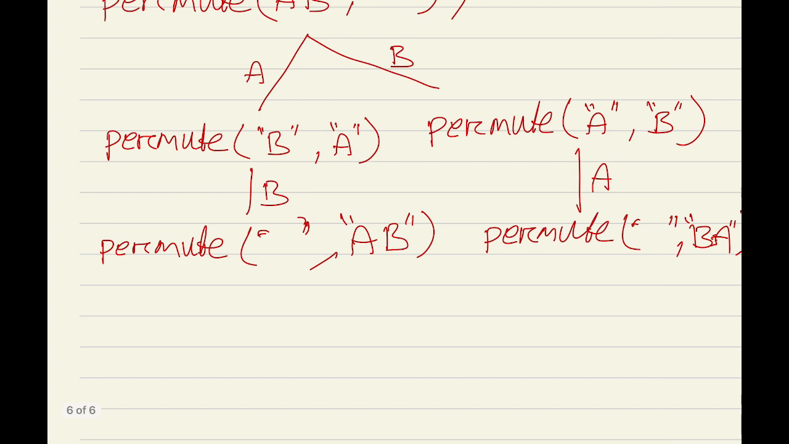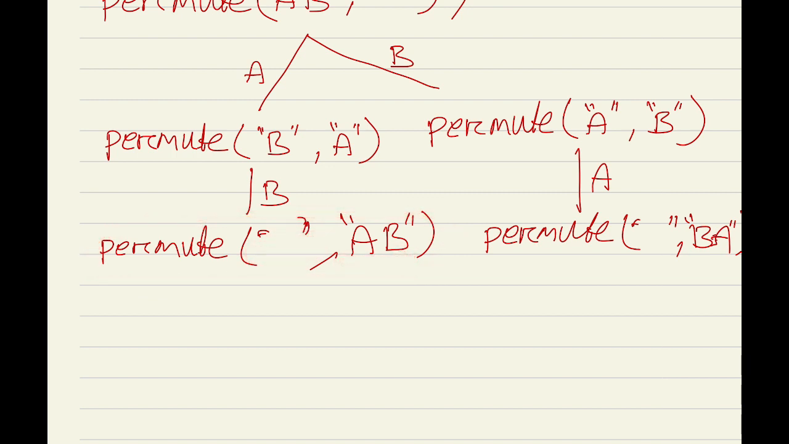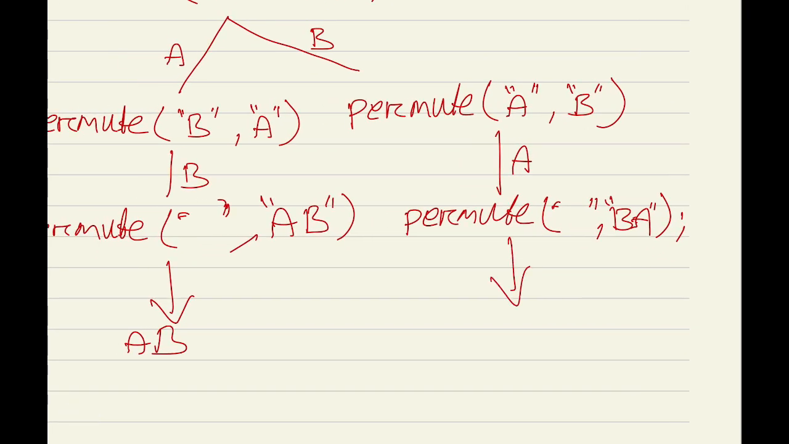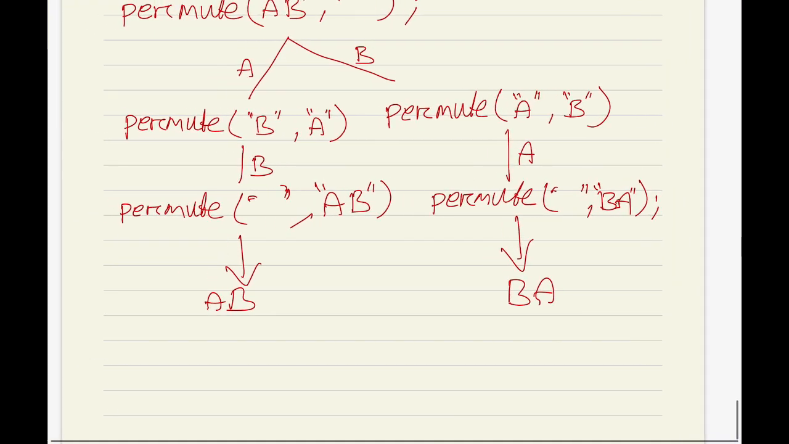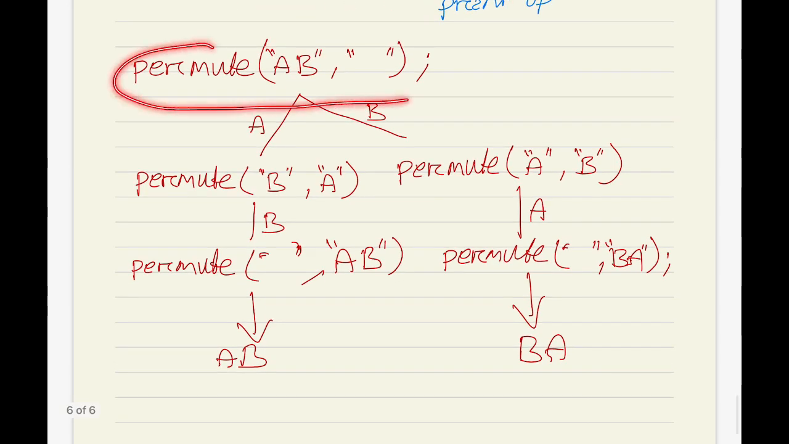Now here you can observe permute of empty string and AB, that means the input is empty. When the input is empty, we have reached the base case, just print the output, that means print AB. Similarly here, when the input string becomes empty, print the output. What is the output? The output is BA, so print BA. So this is one example when the string length is 2 and we are taking AB as an example.